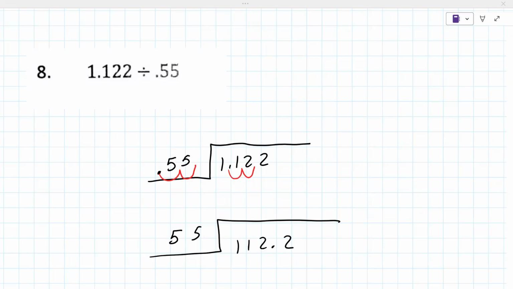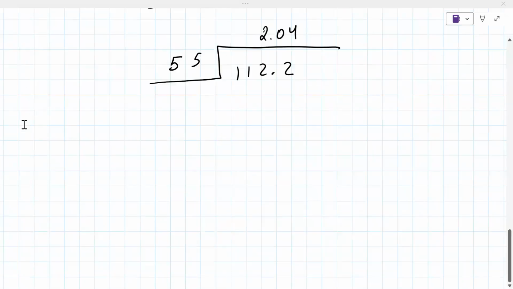So I get 2.04. We did 2.04. Good. Okay. So why don't you try 10 and 11? You do have to make a common denominator for both. And let me know if you have any questions about these as you work through them.